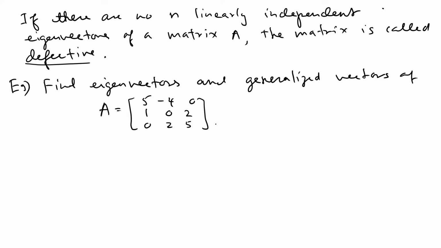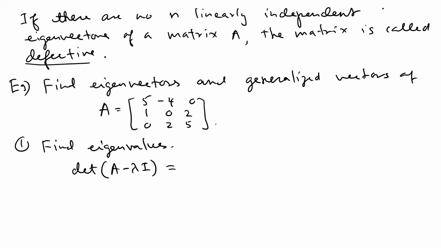The first thing is always to find eigenvalues. For that, we look at the characteristic equation, which is the determinant of A minus lambda I. That means you subtract lambda from the diagonal entries and then take the determinant. So it's the determinant of 5 minus lambda, negative 4, 0, then 1, negative lambda, 2, and then 0, 2, 5 minus lambda.